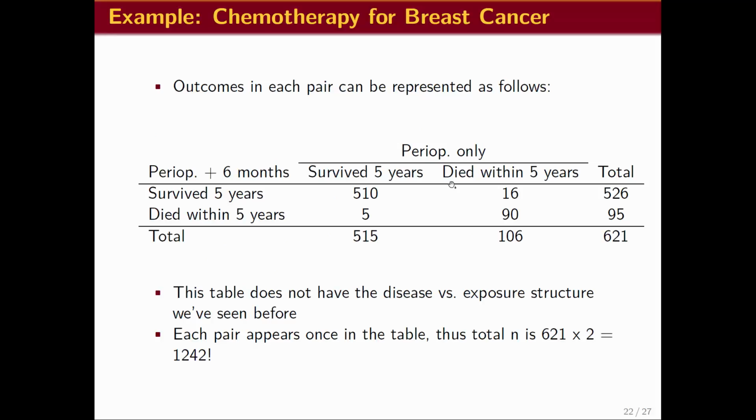So there's 4 different arrangements, right? There are 4 different possible outcomes for each pair. It can either be survived, survived, survived, died, died, survived, or died, died, right? And you're tabulating which of those outcomes occurred for the pairs, okay? So in that case, each pair appears only once in the table, and now the total N in your study, of course, was 1,242, but there's only 621 entries in this table because it's summarizing the outcomes of the pairs, okay?